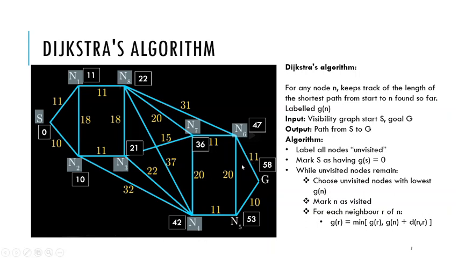47 plus 20 is much higher than 53, so we will just keep 53 and we will visit this, and after this we will mark the goal as visited. So I don't care about who is next, the goal is next, and I visit the goal and I am done here. So the length of the shortest path from the start to the goal, I can now guarantee, is 58. So this is the shortest path. So the total length that you will cover, the smallest length, is 58.